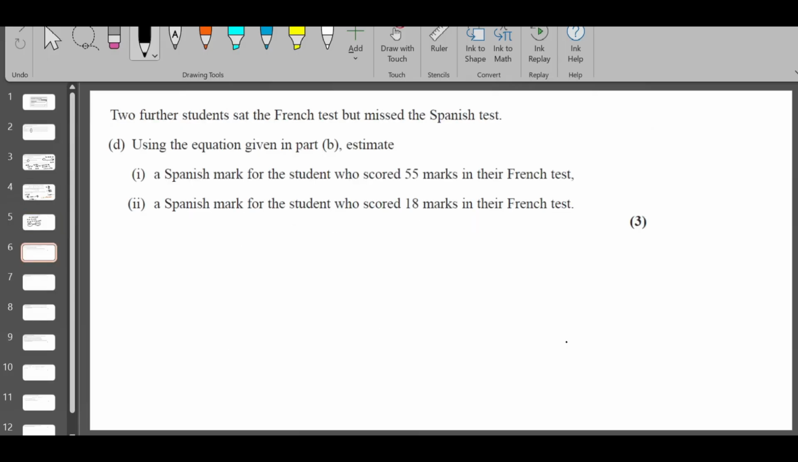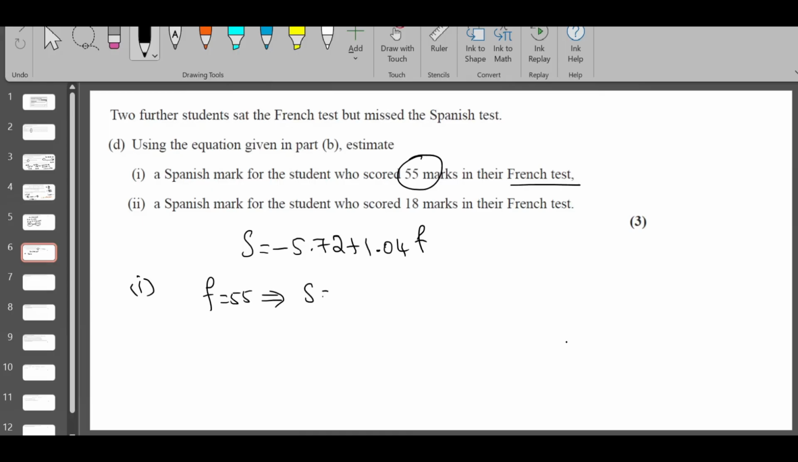Part D now. 2 further students sat the French test but missed the Spanish test. Use the equation in part B. The equation in part B is S is equal to minus 5.72 plus 1.04 F. Use this to find the Spanish mark for the student who scored 55 in French test. So replace F by 55. So S is going to be minus 5.72 plus 1.04 times 55. You will get the score.